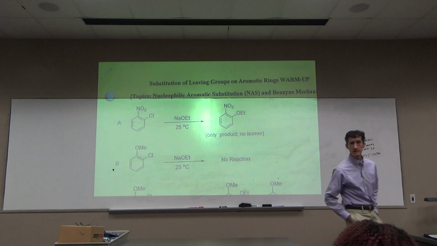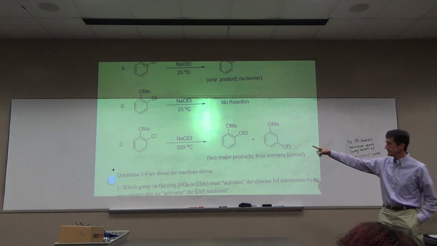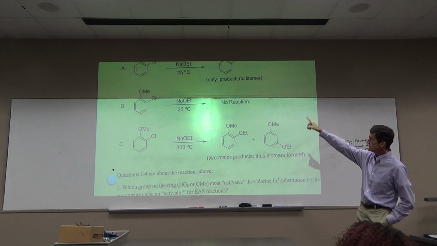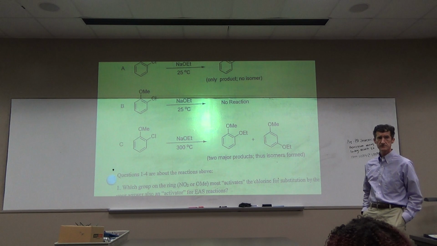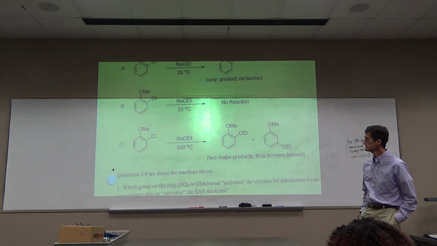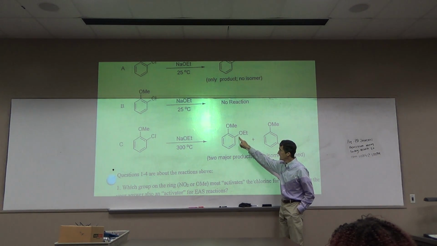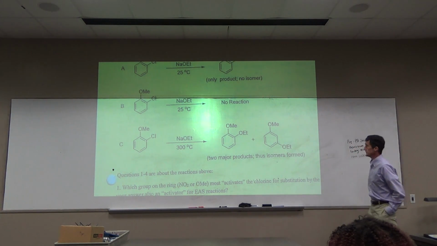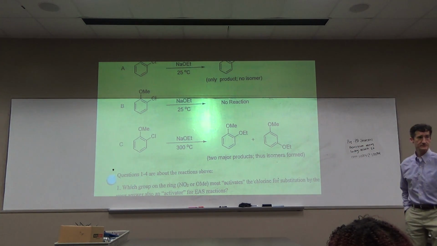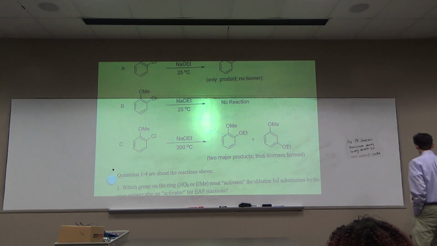Yeah, question? On the other hand, if you do this reaction down here, see up top, those were done at room temperature. If you do it at 300 degrees, you can get a reaction, and the ethoxy will displace the chlorine. But you get isomers. How do we get that product? Benzyne. Yes, let's look at that.